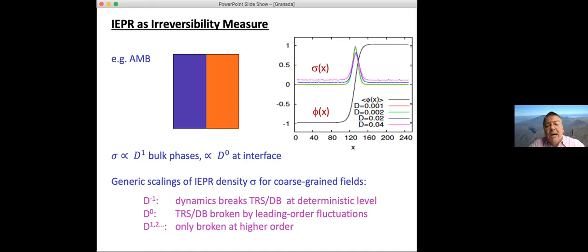And if I get a higher power of d, as I have in the bulk here, then that's only broken at higher order in fluctuation. So I need to look at a correlation of pairs of fluctuations, for instance, to see the fact that the dynamics was not reversible.